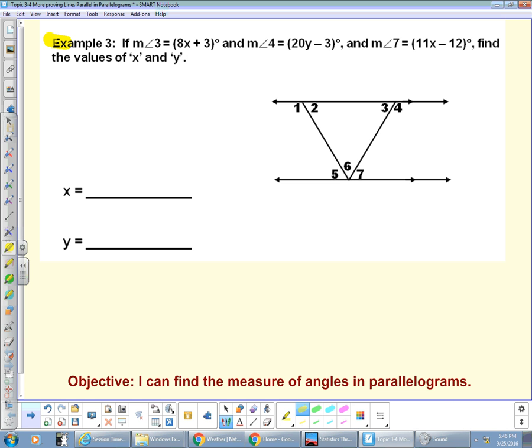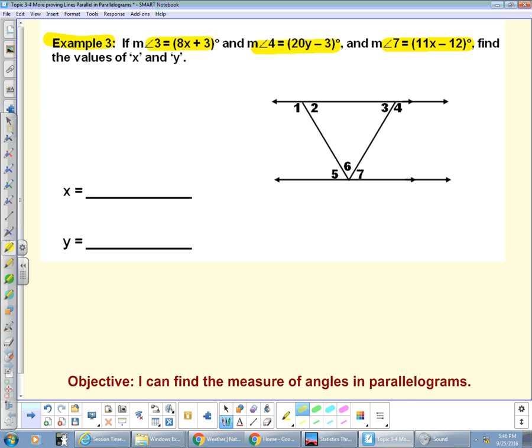Make sure you put a star by this problem. You're going to have a problem very, very similar to this on your test. Your picture's almost going to look exactly the same. The only difference is it'll be maybe flipped upside down, I think. But angle 3 is 8x plus 3. Angle 4 is 20y minus 3. And angle 7 is 11x minus 12.